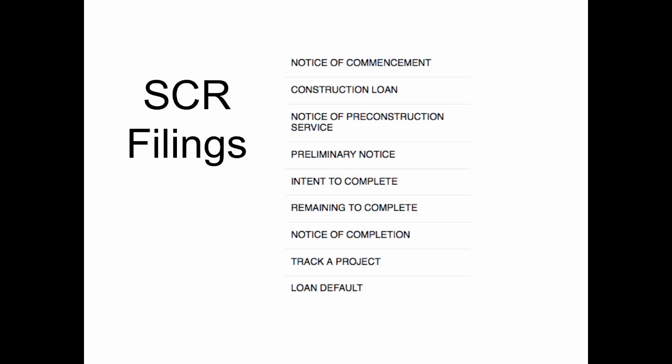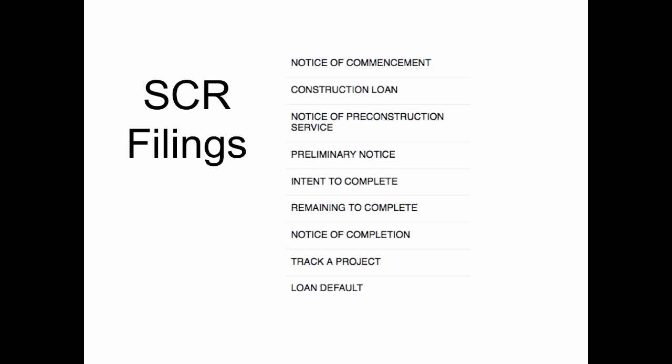If a contractor or property owner files an intent to complete and you have not been paid for services or materials you've provided, you should file a remaining to complete. This is an opportunity for you to give notice that you have not yet been paid and provide details about the amount you are owed.